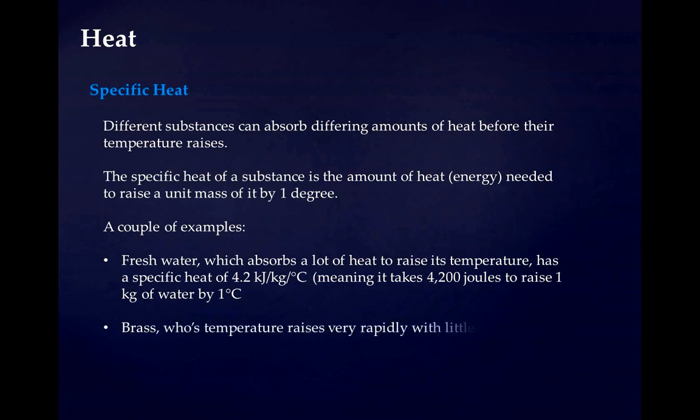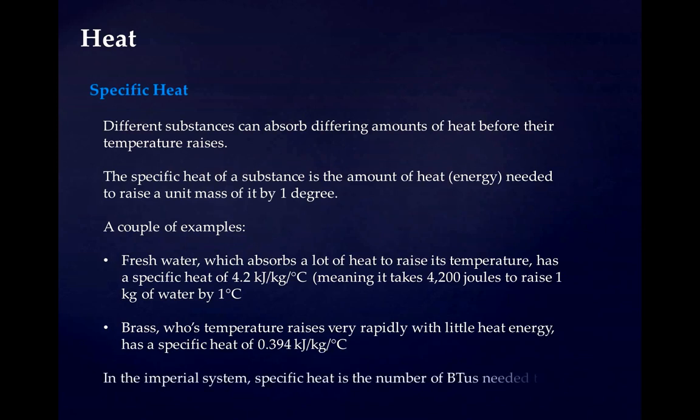Brass, whose temperature raises very rapidly with little heat energy, has a specific heat of 0.394 kilojoules per kilogram per degree Celsius. In the imperial system, specific heat is the number of BTUs needed to raise 1 pound of that substance by 1 degree Fahrenheit.